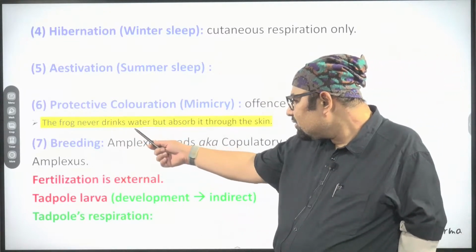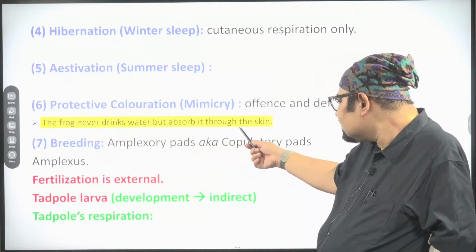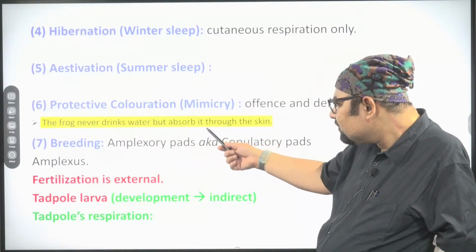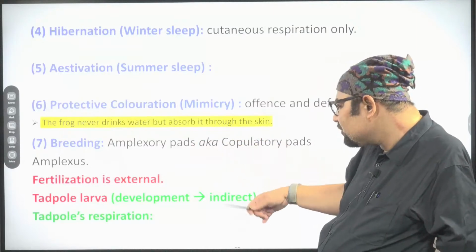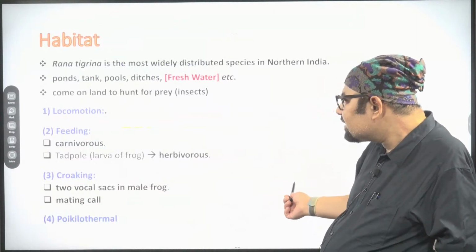The frog never drinks water but absorbs it through the skin. Remember that the skin of the frog helps it to absorb water, and it never drinks water.